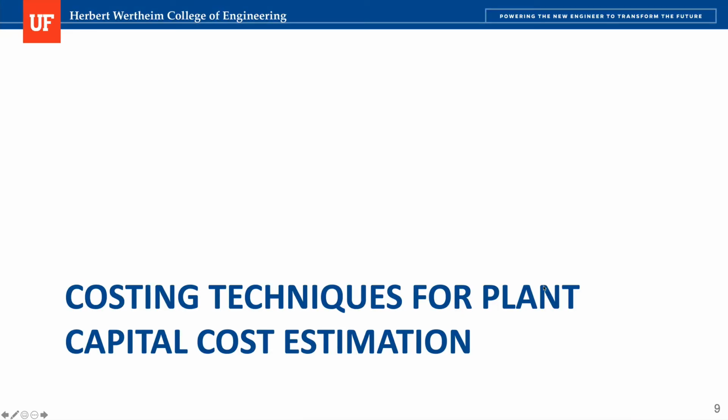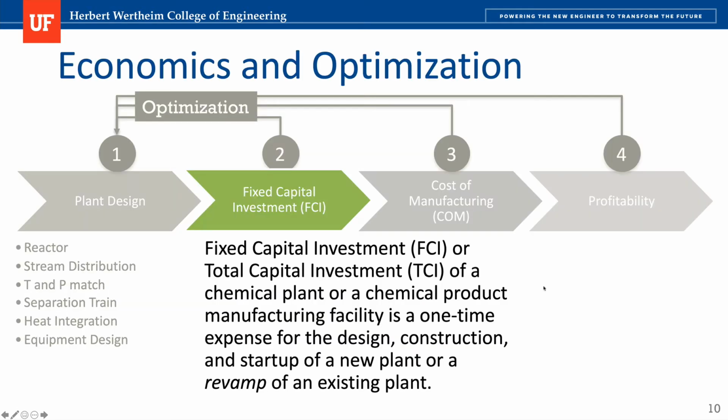Now let's focus our attention on costing techniques for plant capital cost estimations. Remember that in economics and optimization, an important part that you do right after you design your chemical plant is to calculate the fixed capital investment or the total capital investment. This can apply to a chemical plant or a chemical product manufacturing facility.